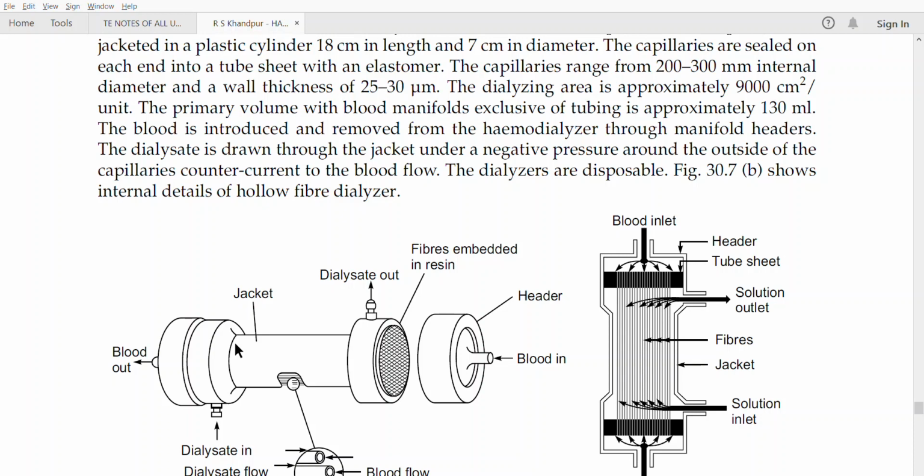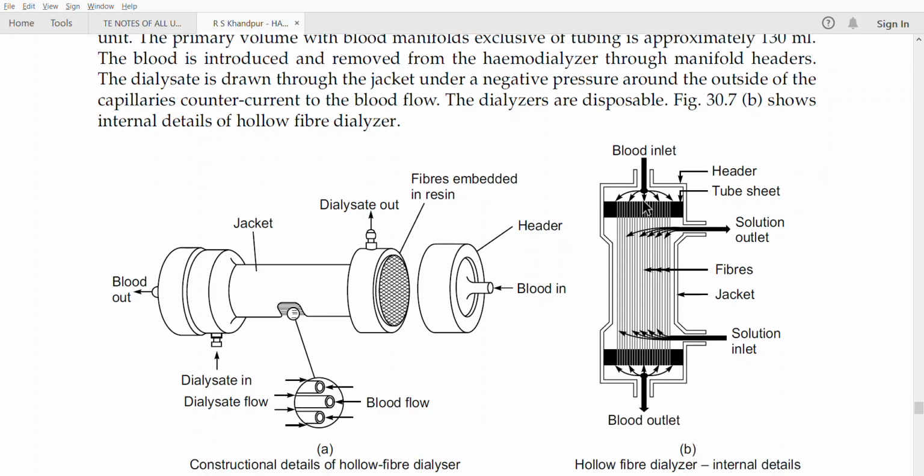The disposable dialyzer figure shows the internal details of the hollow fiber. The blood comes through here and the solution comes through the outside. The blood goes through very thin capillaries, exposed to the dialysate solution, which results in diffusion and ultrafiltration, the transfer of solutes and waste particles from the blood to the dialysate solution. The solution inlet comes here and goes out. Cellulose is the material.